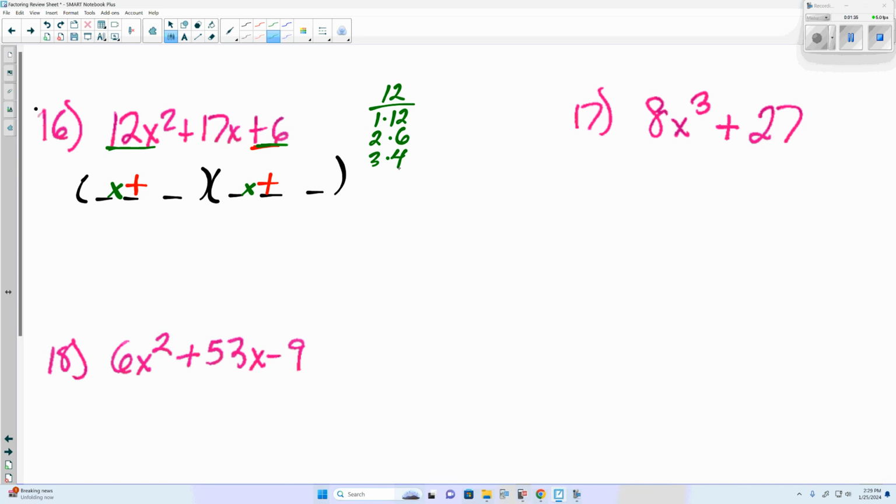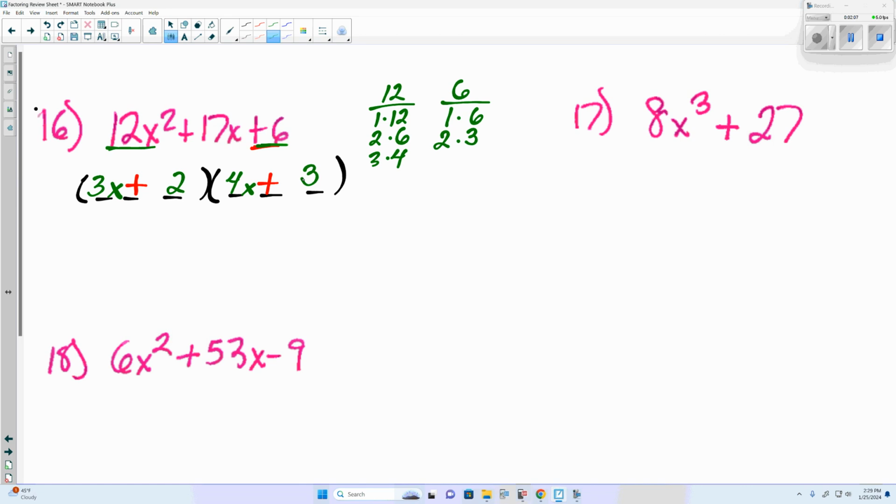One and 12? It's 3 and 4. 3 and 4. 6 is 1 and 6 or 2 and 3. Where do we want to put the 2? Where do we want to put the 3?